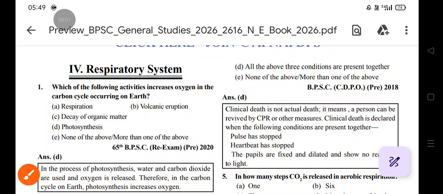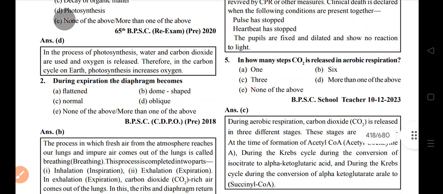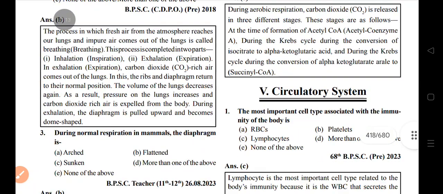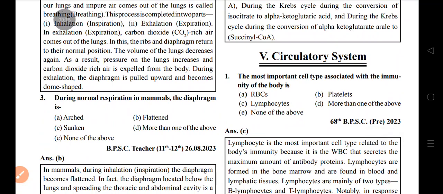Which of the following activity increase oxygen in the carbon cycle occurring on Earth? Photosynthesis. During expiration, the diaphragm becomes dome-shaped. During normal respiration in mammal, the diaphragm is flattened.